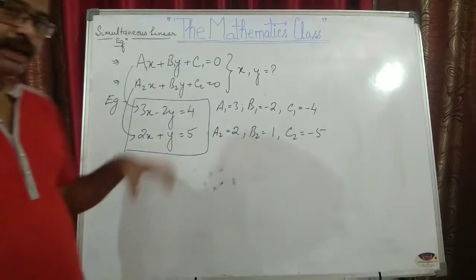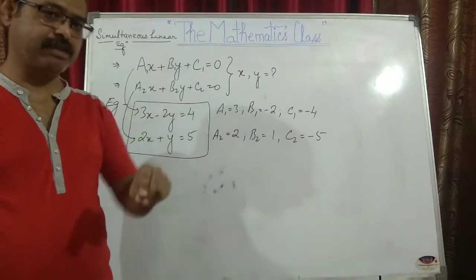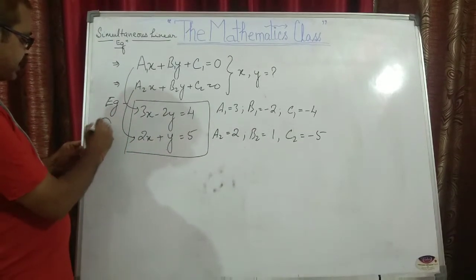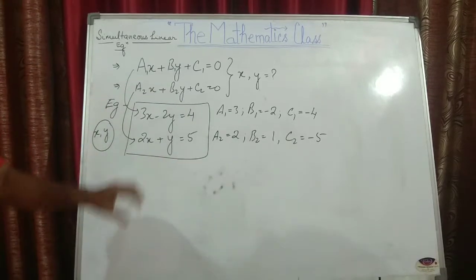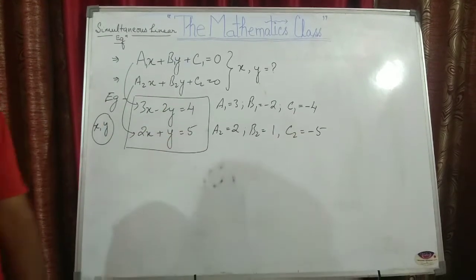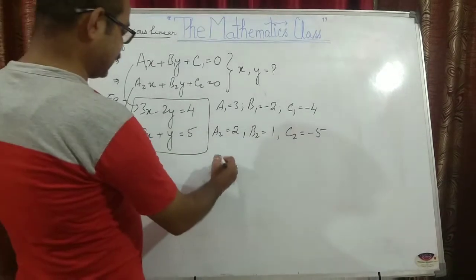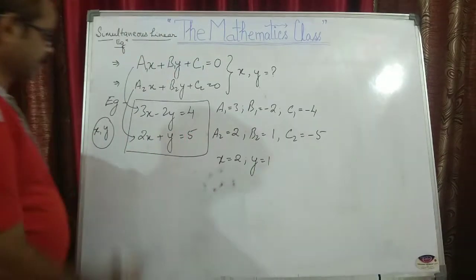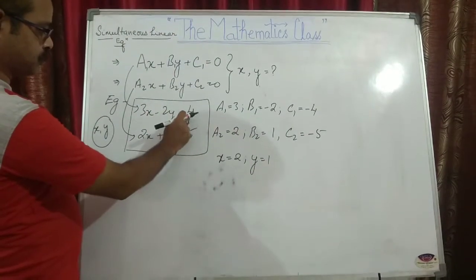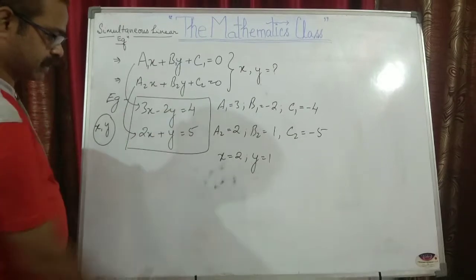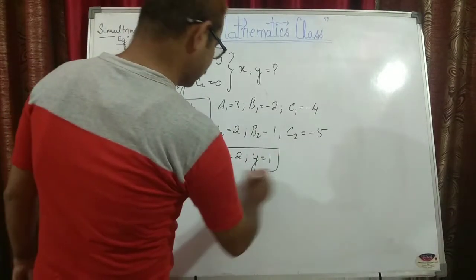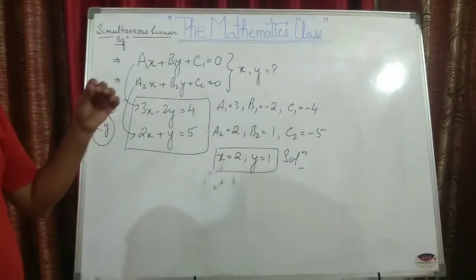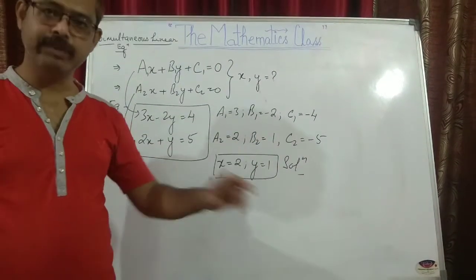Now we need to find the values of x and y, also known as an ordered pair, such that both these equations are satisfied. So if I say x is equal to 2 and y is equal to 1, 3 times 2 is 6, minus 2 is 4, and 2 times 2 is 4, plus 1 is 5. This means this is the solution of the linear equations. How it came, I will be telling you.